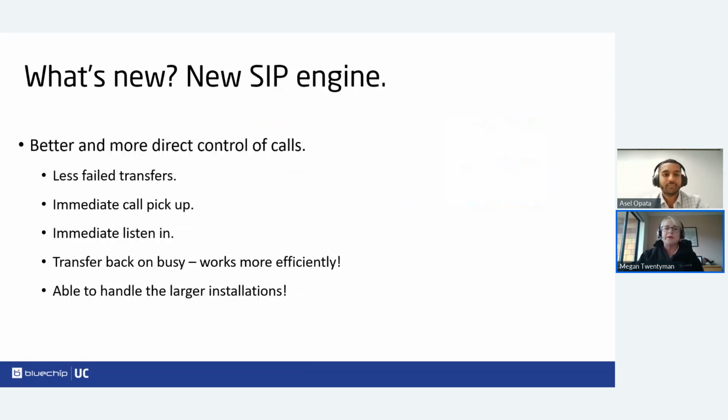With the new SIP engine, it's all about everything being faster, being more immediate. So you're likely to not have any failed transfers. The pickup is much quicker. You can immediately listen in if you're using that functionality, like call centers, for example, use that functionality a lot, or when you're training. The transfer back on busy is more efficient, and it's really designed for those larger installations that 3CX is wanting to focus on. So their sweet spot wants to become that 100 to 1,000 user extensions.